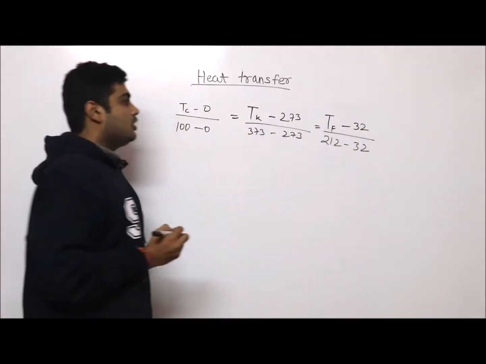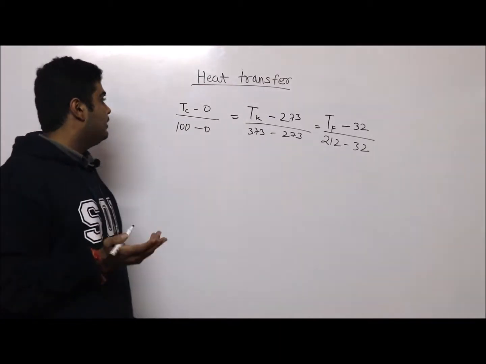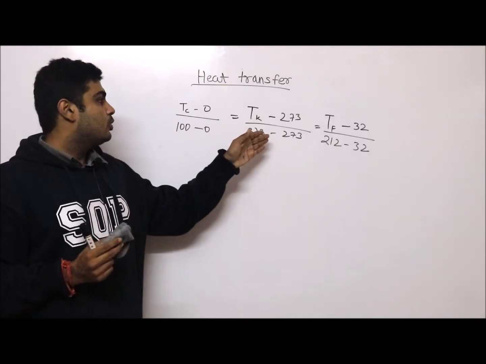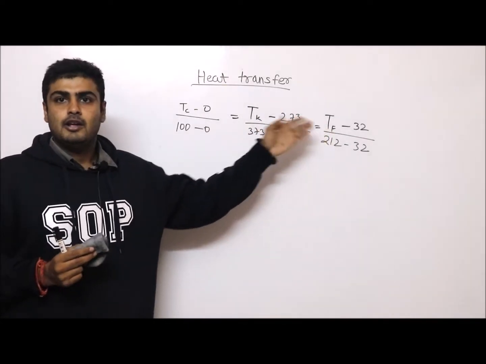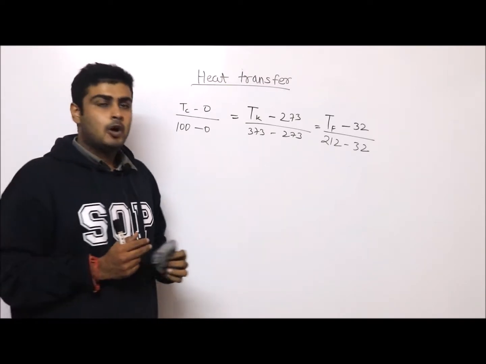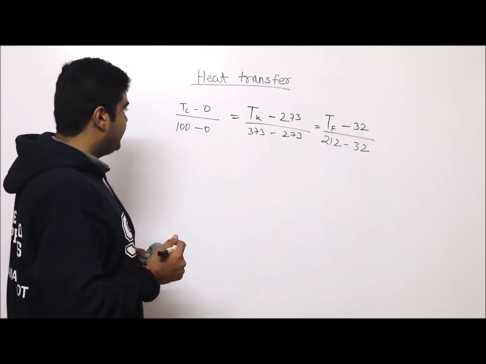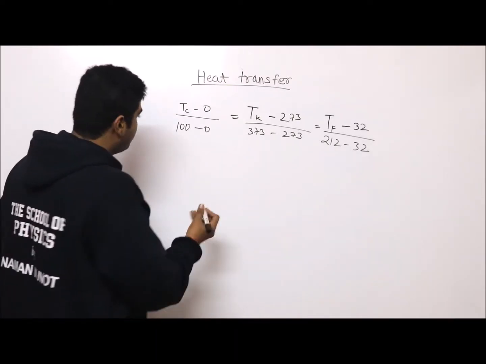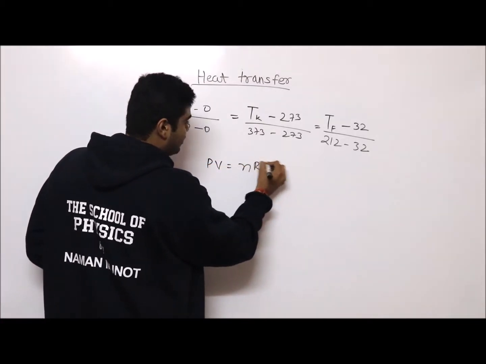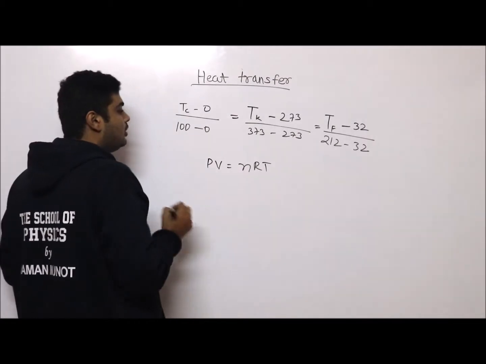So here, direct questions will be given in which you will be asked to convert the temperature in degree Celsius to Kelvin or Fahrenheit. This is a very simple and very commonly asked question. Then the next thing is the normal equation, PV is equal to nRT, which we'll see in kinetic theory of gases.